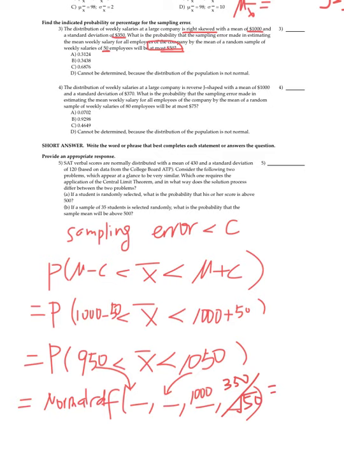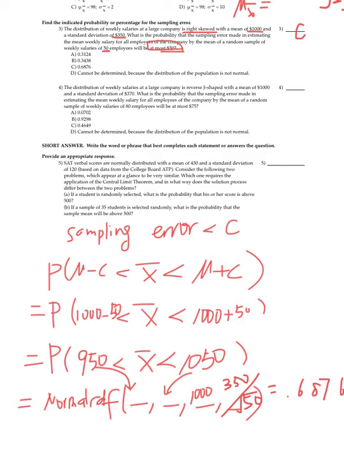And I got this number from my calculator, 0.6876. So we will choose C for number 3. Okay, and for number 4. Number 4 is very similar to number 3, right?